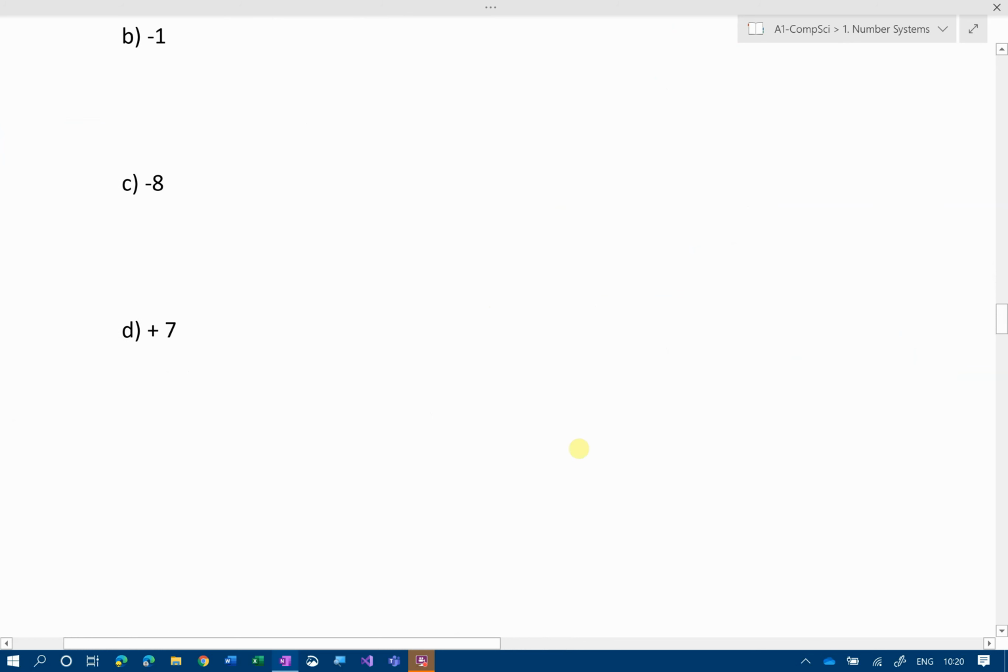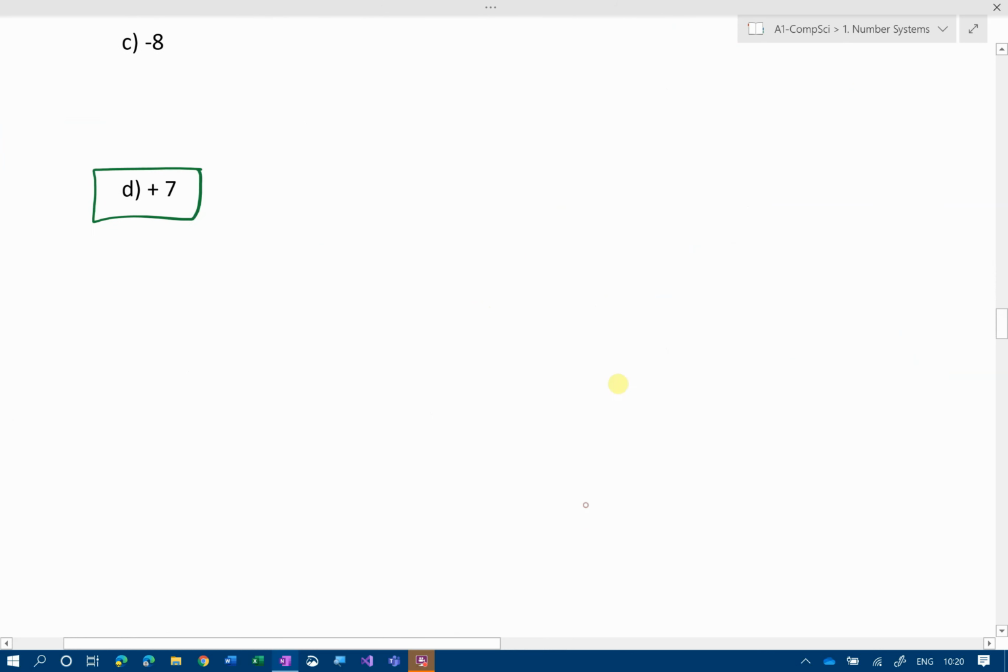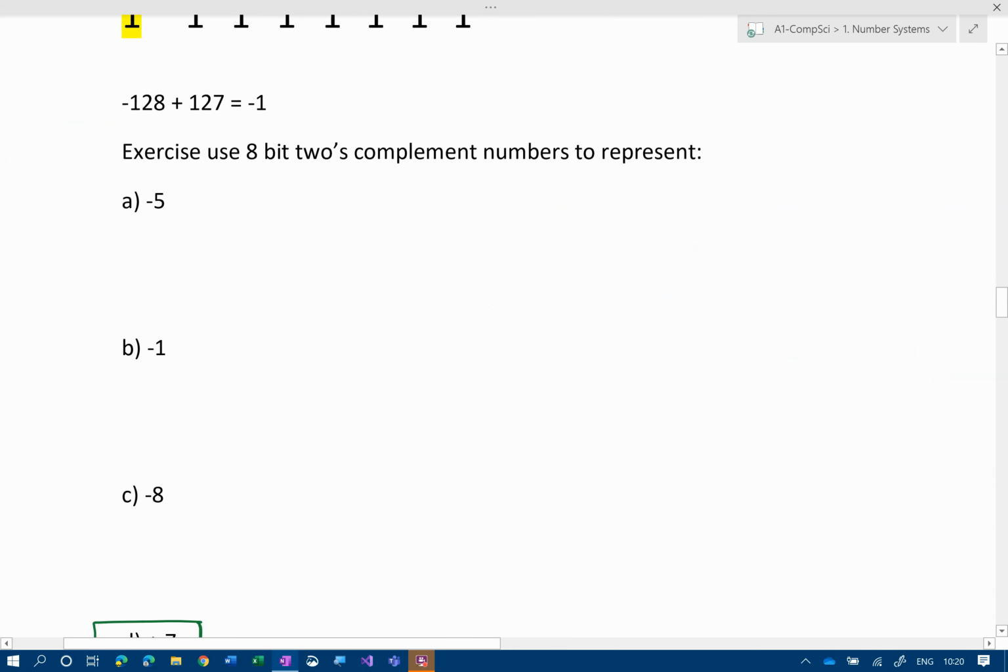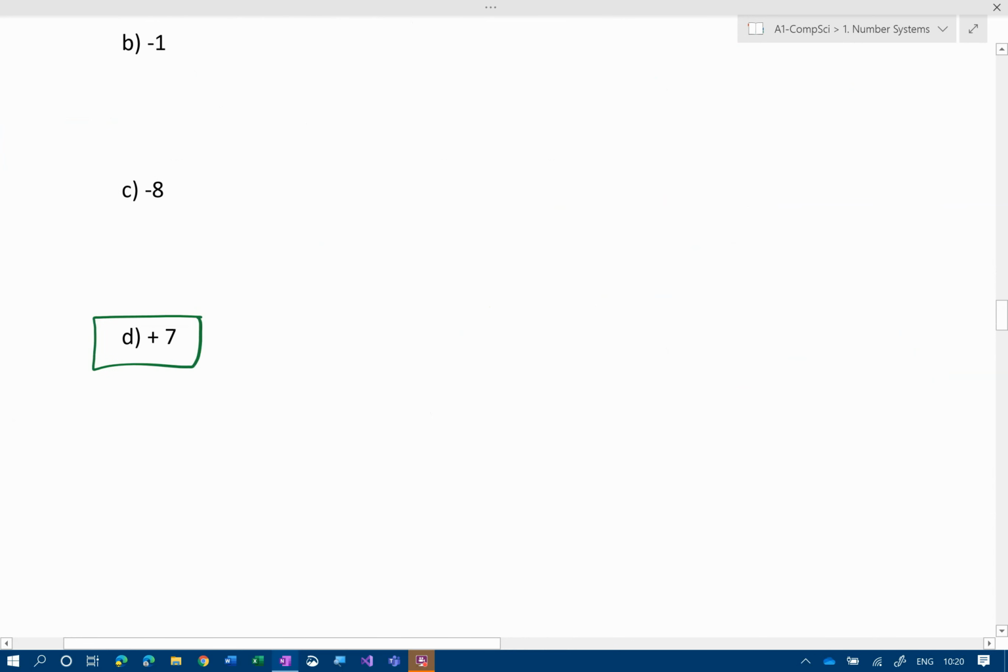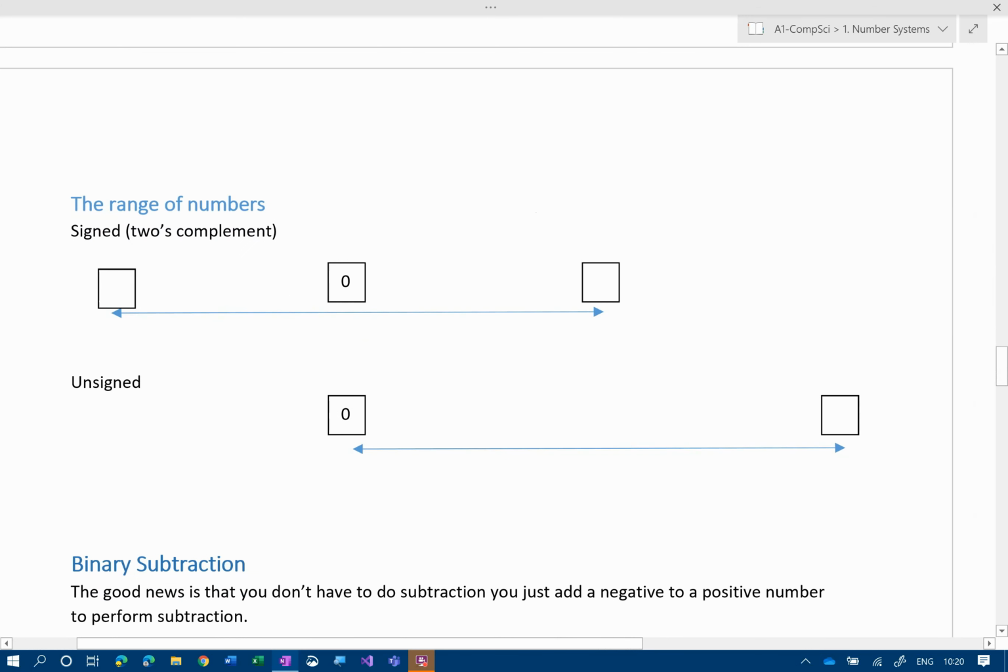Right, there's some more for you to do. Notice that D here is a trick question, so I was expecting some people to just do -7. As soon as they see the words all 2's complement signed numbers, they automatically assume, oh, it's going to be negative. No, they represent positive and negative. Now you may have noticed we've got a thing here.